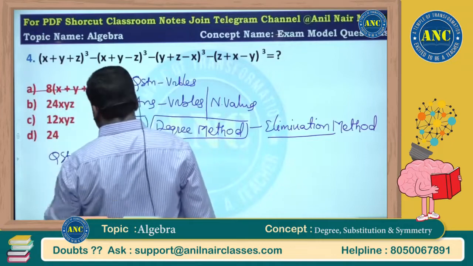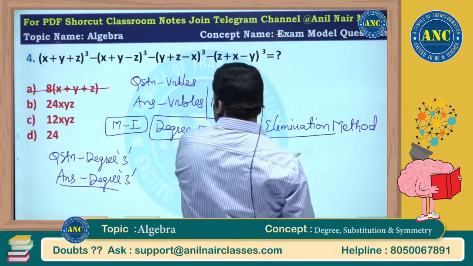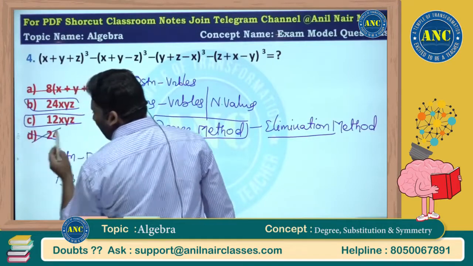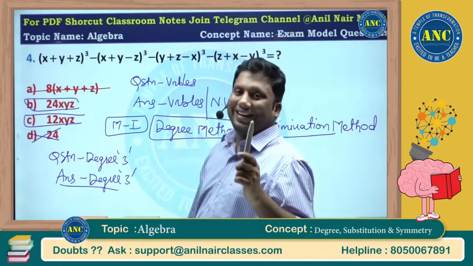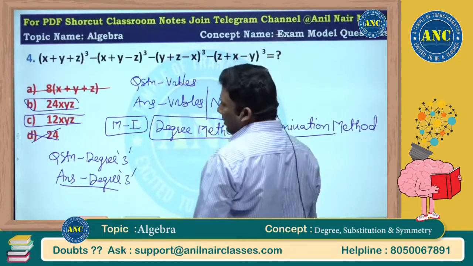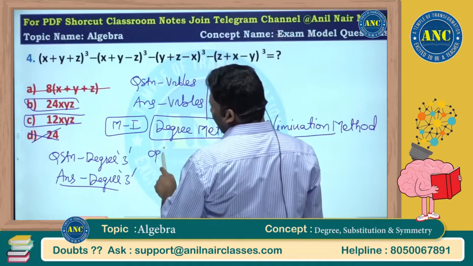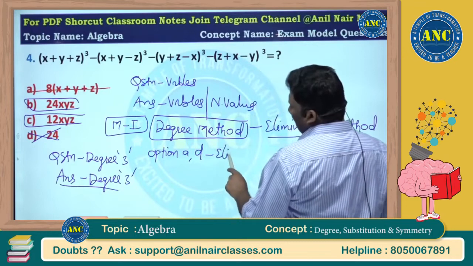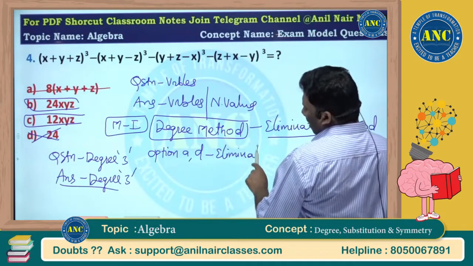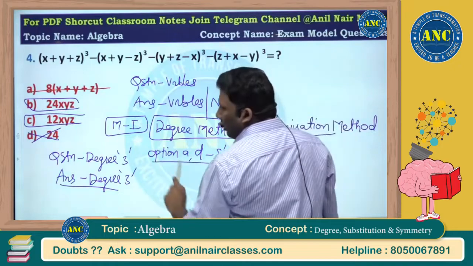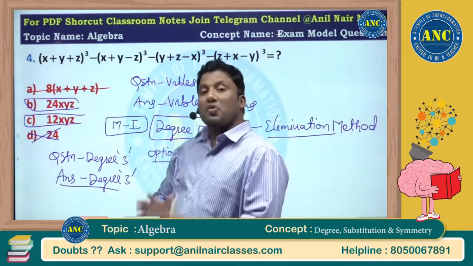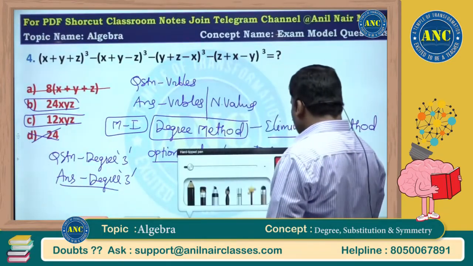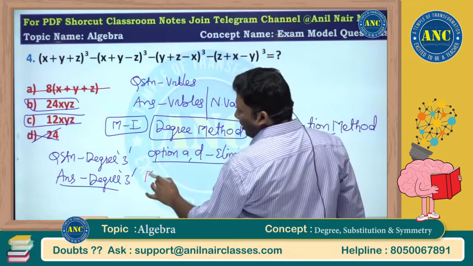Here it is degree 1. Here it is degree 1. Here it is degree 3. Yes, here it is degree 3. Here it is degree 0. Wherever the degree is not 3, it cannot be the answer. That means option A and option D are eliminated. Now we are left with two answer options. Wherever the degree method is failing, the substitution method will come into the picture.